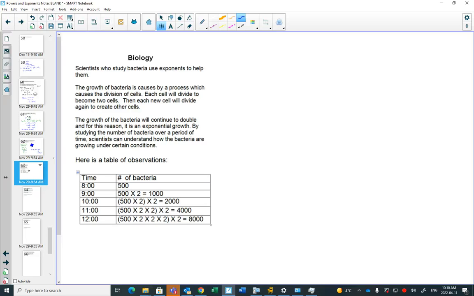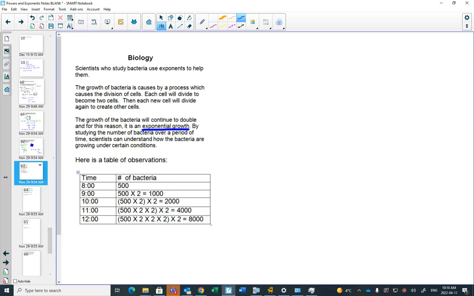Okay. So what do we have here? We have bacteria. Bacteria, same thing, doubles very quickly. So a little bit of science. The growth of bacteria is caused by a process which causes the division of cells. It divides and becomes 2 cells, hence the doubling. Okay? The growth of bacteria will continue to double, and for this reason we call it, and you can underline this, exponential growth, because it has an exponent involved. Okay?